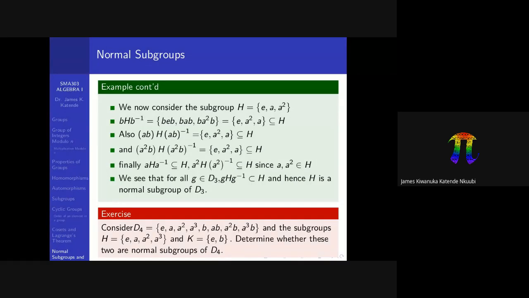So we can move on to the next slide. Just a minute, sir. So try, using the same ideas we have used in D3, to check if H and K are normal subgroups or not normal. You can move on. Thank you.